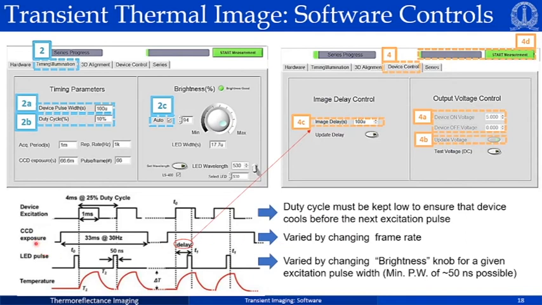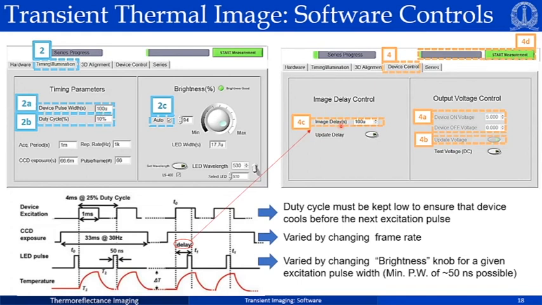As I also said, the CCD exposure is governed by the frame rate. Finally, the LED pulse width is governed by the brightness knob of the LED. Okay, now before going to the capturing of the full transient, the best way is to see if the numbers are correct or not, or the numbers are good or not. You would take one image at a particular delay value. That is, let us say you want to take an image when the device is at the edge, like when the full pulse has been applied and the temperature is supposedly at its maximum. So you would select that image delay value to be equal to that of the pulse width, and then you click on start measurement.